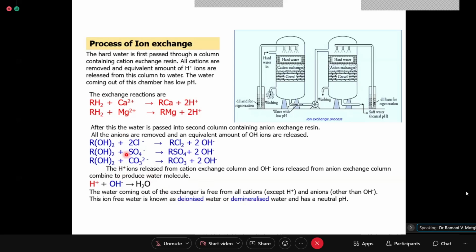So all types of cations are removed by cation exchanger resin. All types of anions are removed by anion exchanger resin, and you get deionized water.